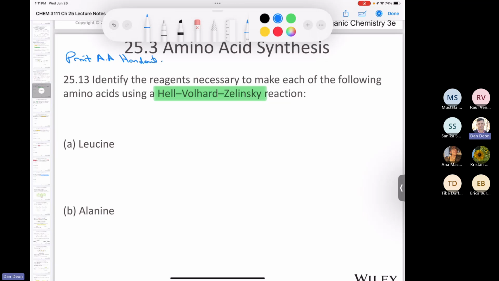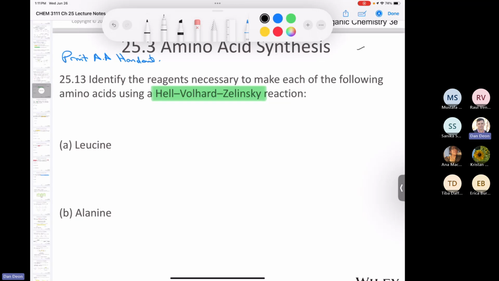So let's start out by finding out the reagents that you would need to make each of the following amino acids using a Hell-Volhard-Zelinsky reaction. Well, if you think about the skeleton of an amino acid as looking something like this, what do they all have in common? They all have an amino group. I'll just put a squiggle like this because we only know racemic syntheses except for one that we're going to talk about at the very end. And then they all have some kind of R group here, okay?